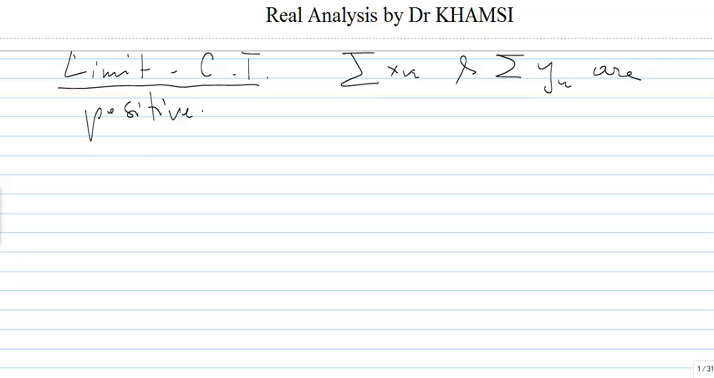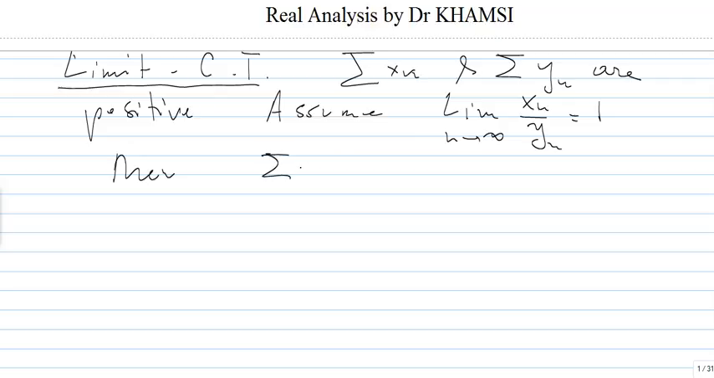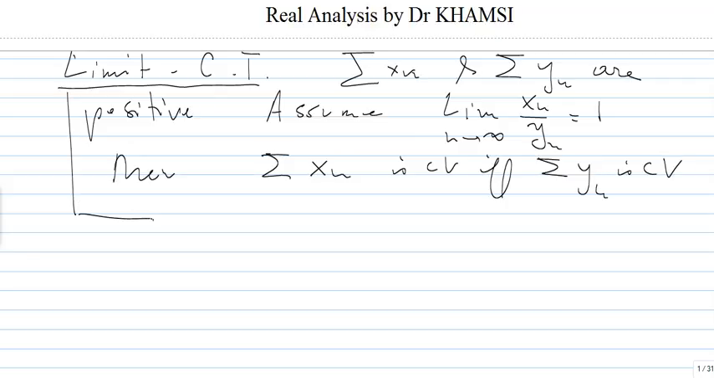We assume that xn is equivalent to yn when n goes to infinity, which means that we assume that the limit of xn over yn is equal to 1. Then sigma of xn is convergent if and only if sigma of yn is convergent. So it's a very powerful test.